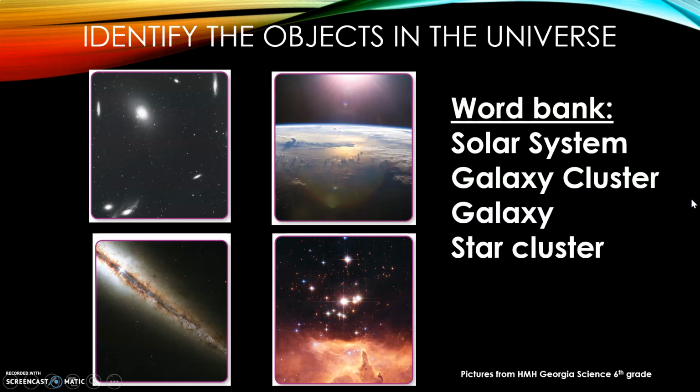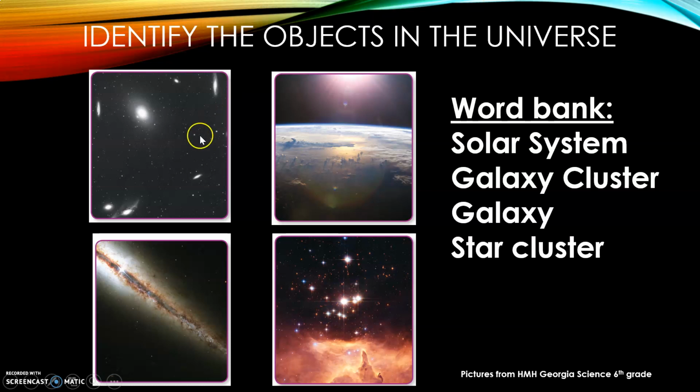All right, these 4 images make up the words solar system, galaxy cluster, galaxy, and star cluster. And all 4 of these images are in your textbook. So let's see if we can figure out what they are. Take a look at them for a second. Think about what you have in your mind.